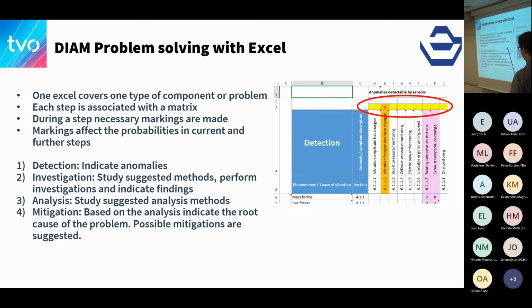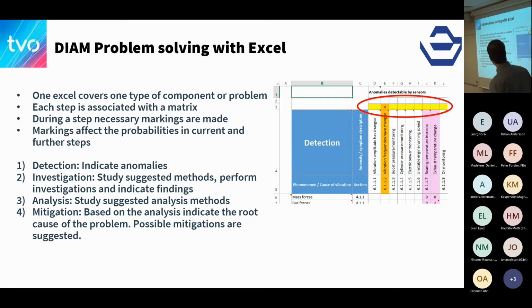These DIAM matrices are currently implemented as an Excel sheet, and each Excel file covers one type of component or one type of problem. Currently, I think we have three. There's one for pipe-related components and problems, there's a turbine DIAM, and an emergency diesel generator DIAM.